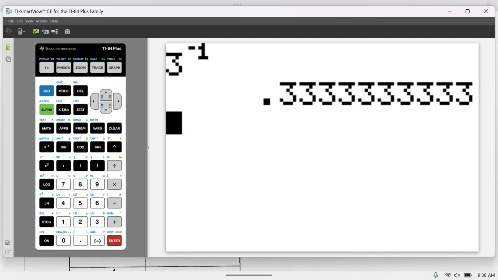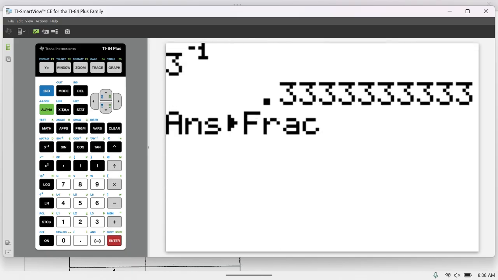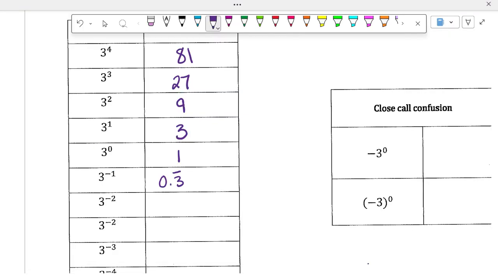Not quite. All right, so know how to do this because this is really easy. You just hit the math key, which is that key below the green alpha key. Do you see how it says frac right here? All right, hit enter. And then hit enter again. Now that decimal's a fraction. And it's in its simplified form. All right, so not only is it 0.333 repeating, it's also 1/3.